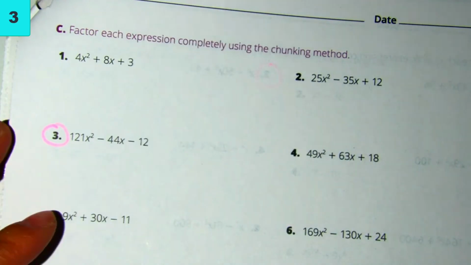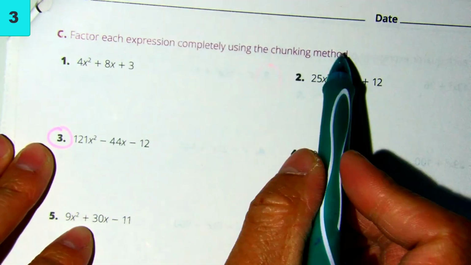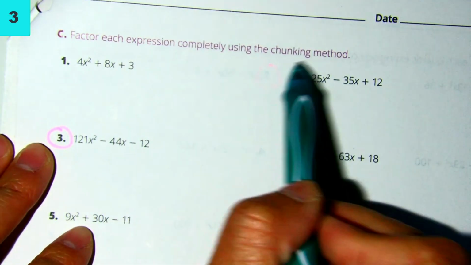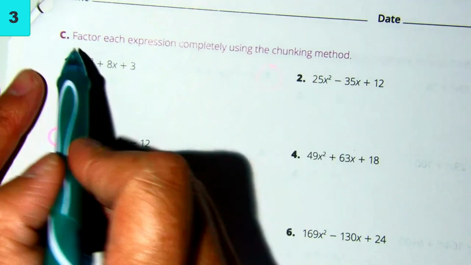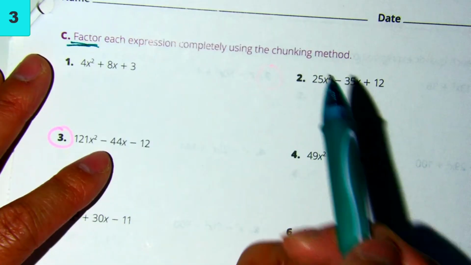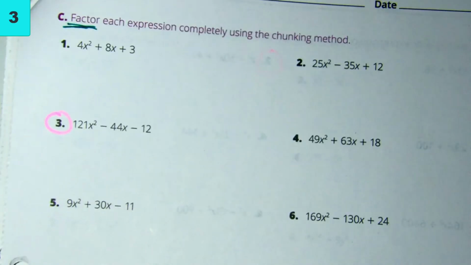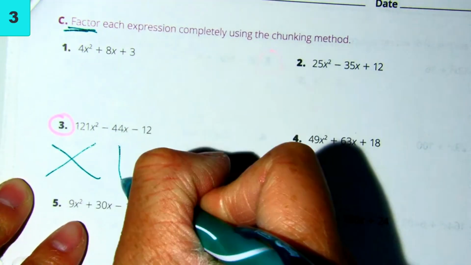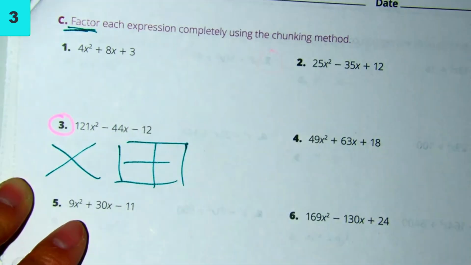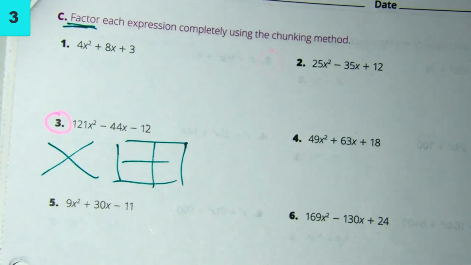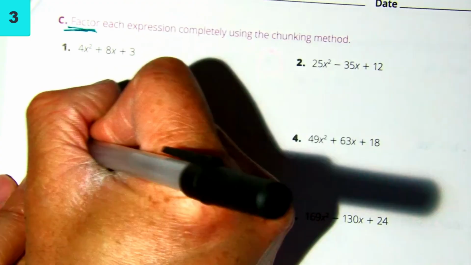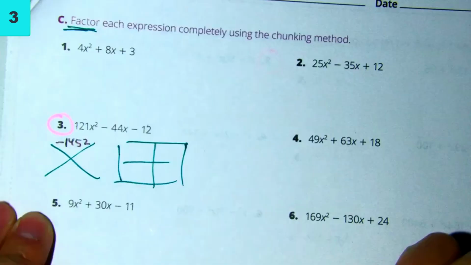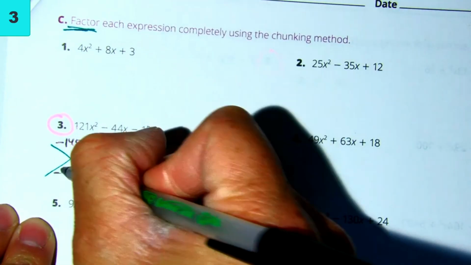C3 says, factor each expression completely using the chunking method. Remember in class we talked about how you don't actually need to use the chunking method. All I'm going to ask you to do is just factor. So I will show you both methods. I'm going to use the X-box first. The number's going to be kind of big, right? A times C, get my calculator, 121 times negative 12 gives us 1,452. And my B value is negative 44.